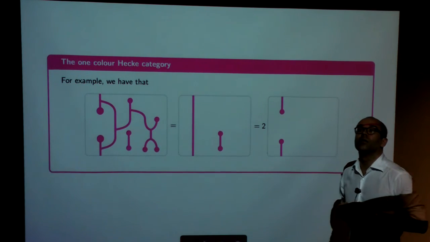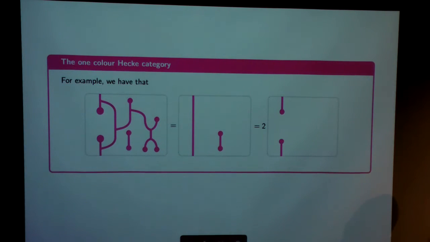Yes? So this is just a regular one color Hecke category. Yes. Why is the barbell always 0 on the left? Oh, I am looking at the finite dimensional case. This is Soergel modules, if you like, not Soergel bimodules.